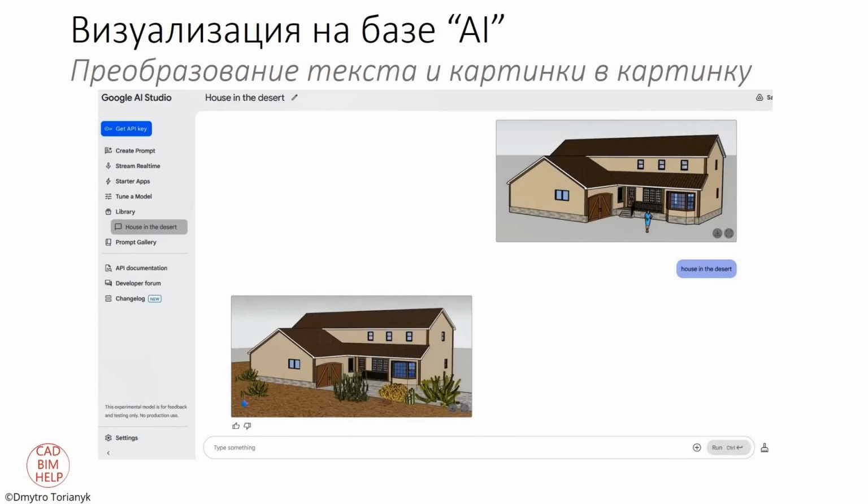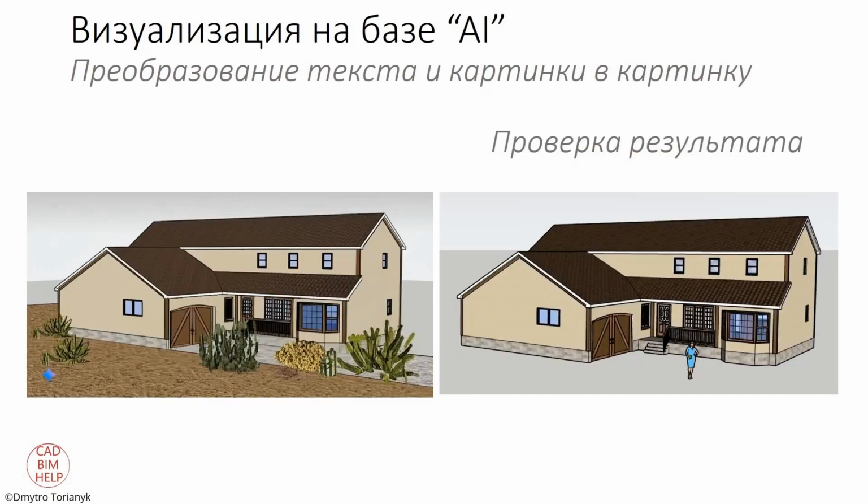5 seconds. Seriously. What about the geometry? Please tell me it kept the geometry. It did. Perfectly identical to the original model. Okay. Progress. What it changed was the environment. It added the desert in front, some plants, a road. Didn't add anything behind the house, though.